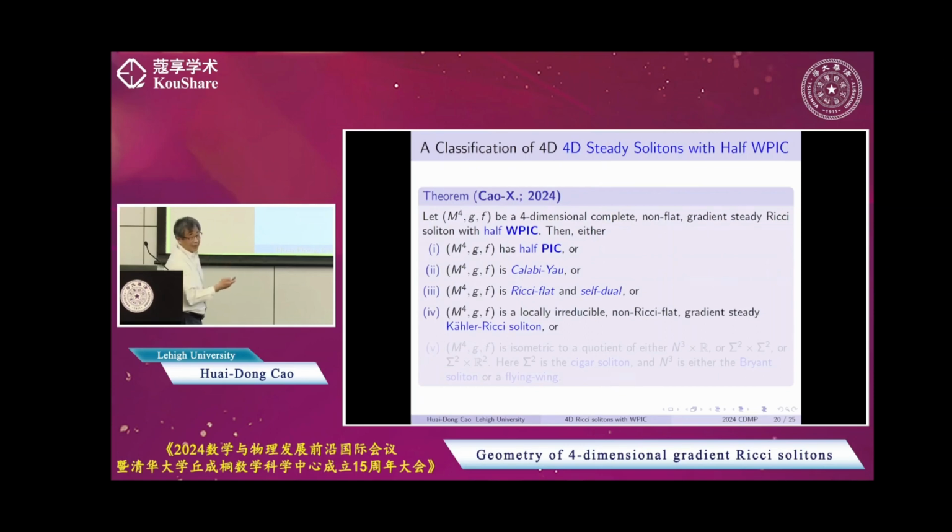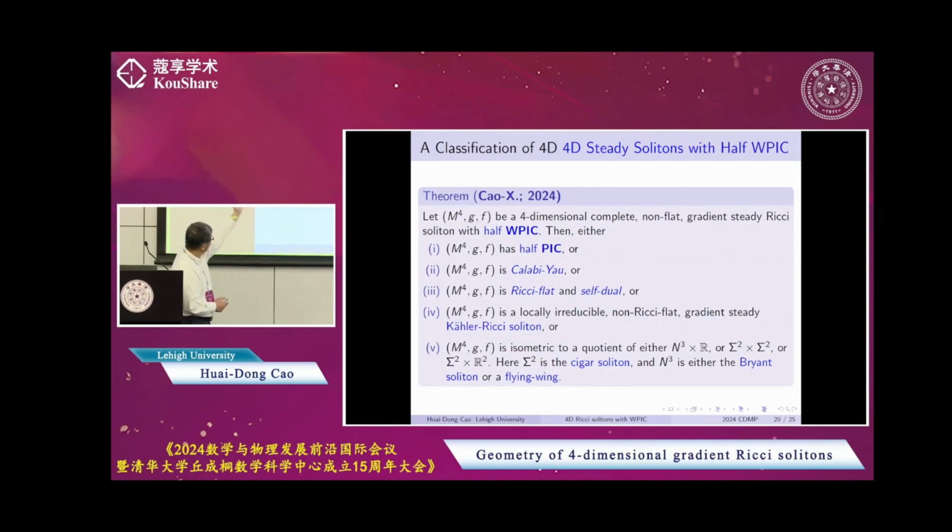What is really interesting in this half PIC case is to understand what the geometry is classically half PIC, and then the Calabi-Yau, of course, that's natural. The Ricci flat and the self-dual case, I think, needs more understanding.